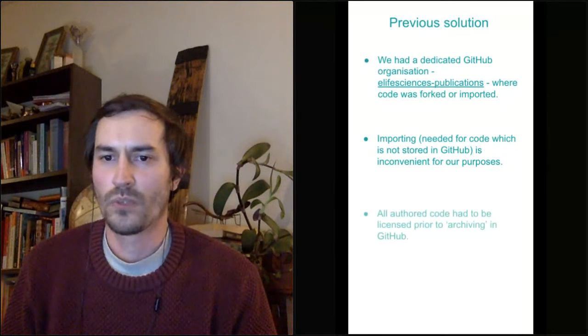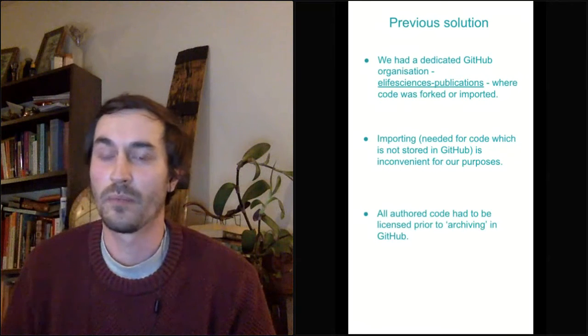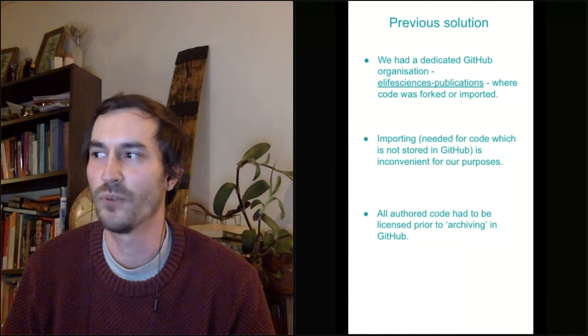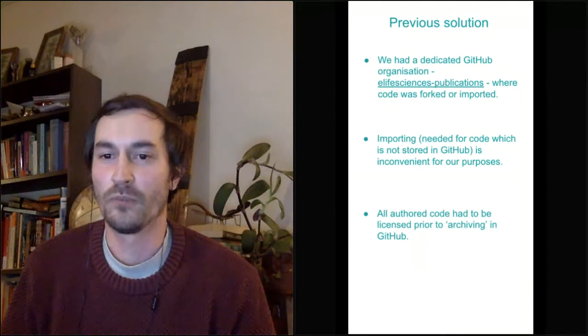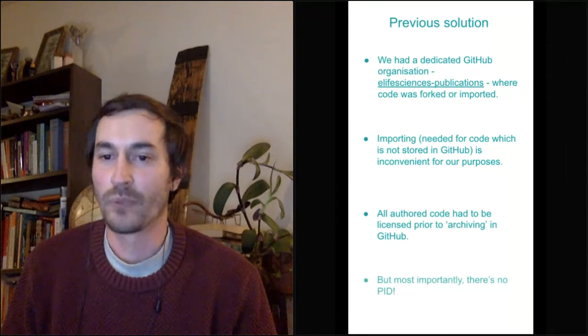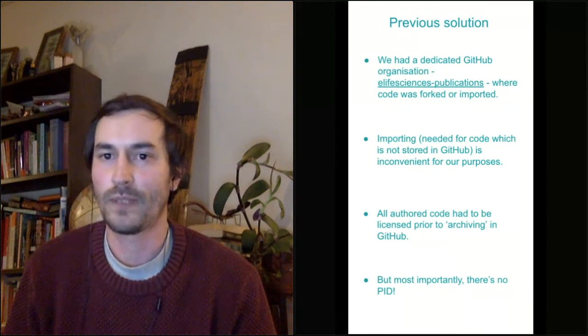Another issue was that regrettably some authors had not yet licensed their code in their repos, and since that's best practice, before we actually forked the repo, we would wait for them to do so before we forked the code. But most importantly, there wasn't a PID. The closest thing was the git commit hash. So we turned to Software Heritage.